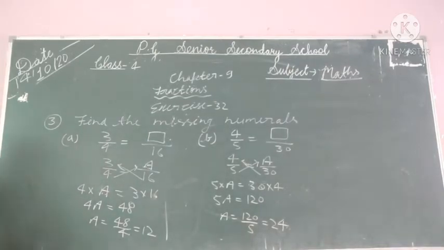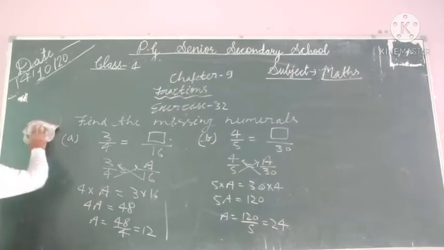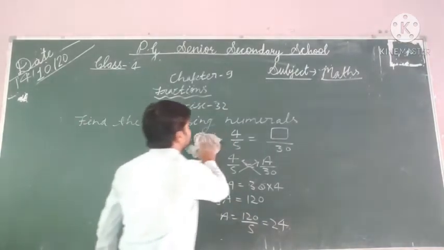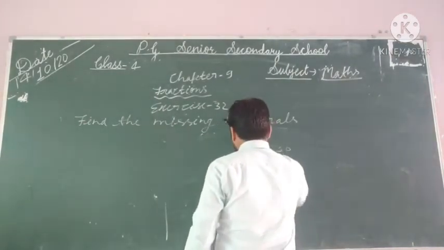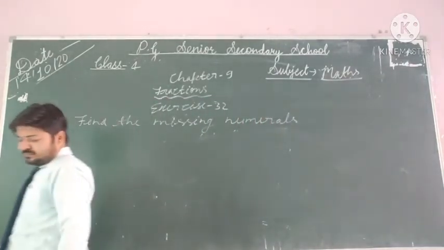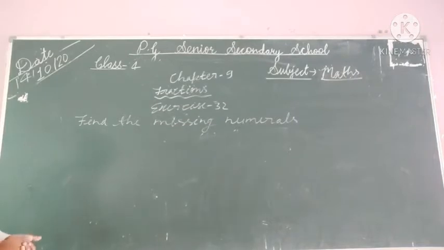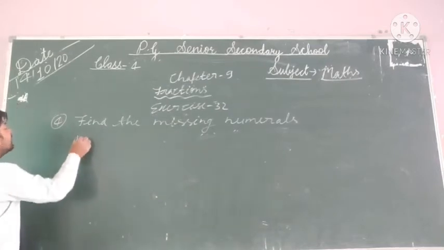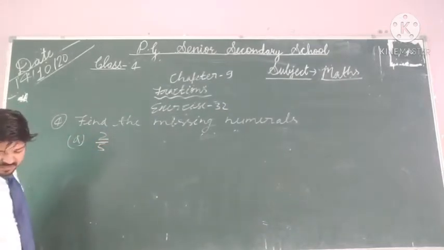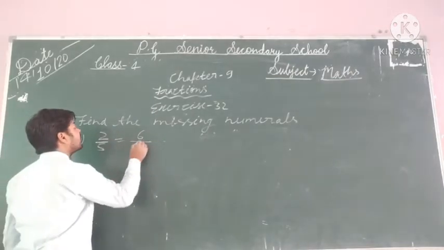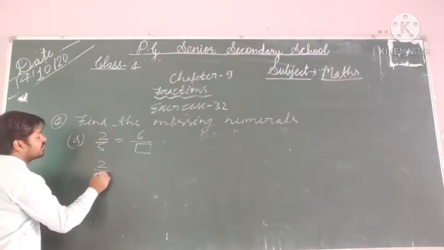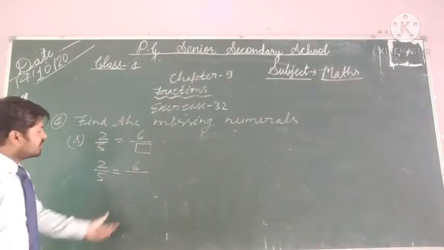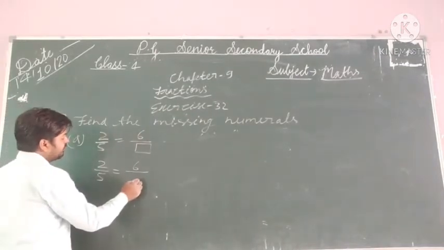Now I am going to tell you question number 4. Question number 4 is also find the missing numerals. So how will you find? Same to same like this you have to find. 2/5 equal to 6/, here you can write any alphabet, beta, whatever you want to assume. Like I have assumed P here.